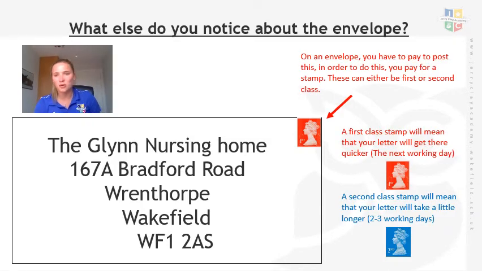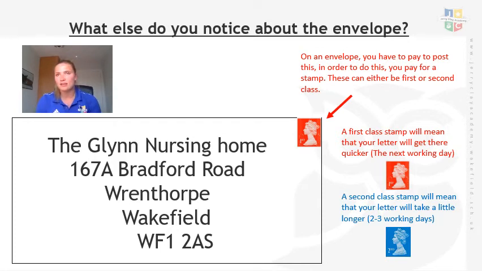So on an envelope, you have to pay to post this. So when you actually send your letter, you have to pay. And in order for you to do that, you pay for a stamp. Now you can either have a first class stamp or a second class stamp, and first class stamps are slightly more expensive than a second class stamp. Now the reason for this is a first class stamp, which usually looks like this above. Sometimes the colours can change, but it will always say first on it.